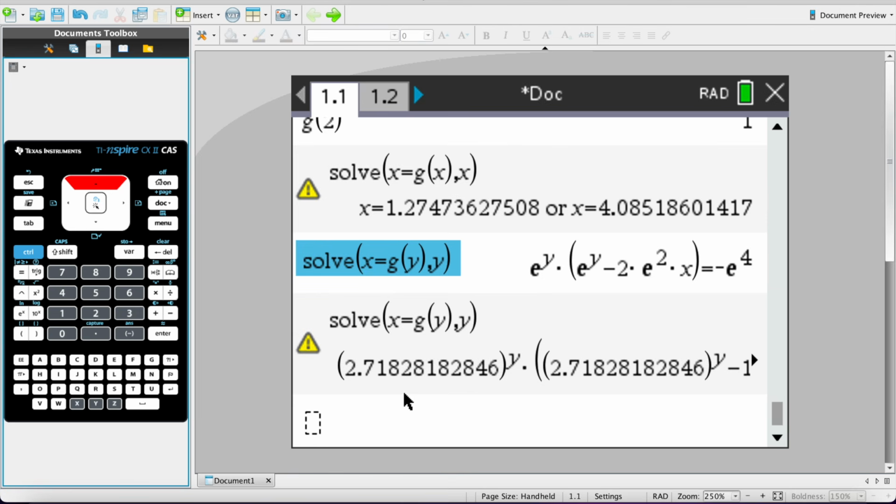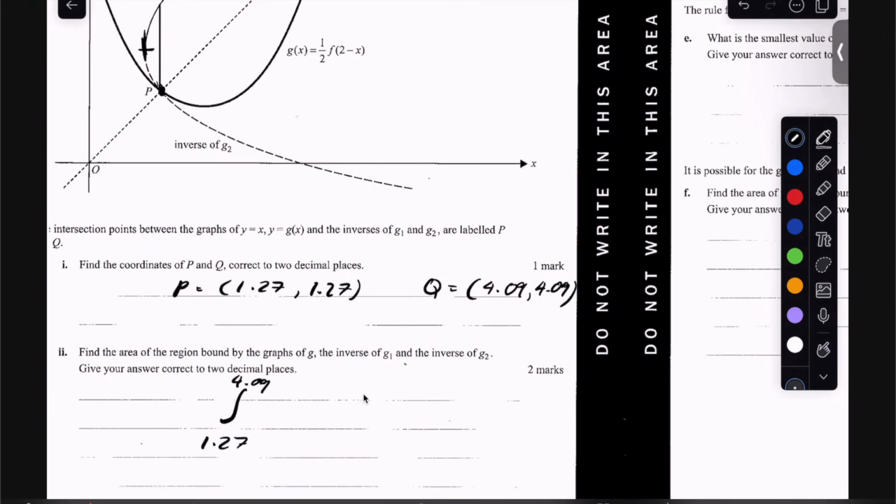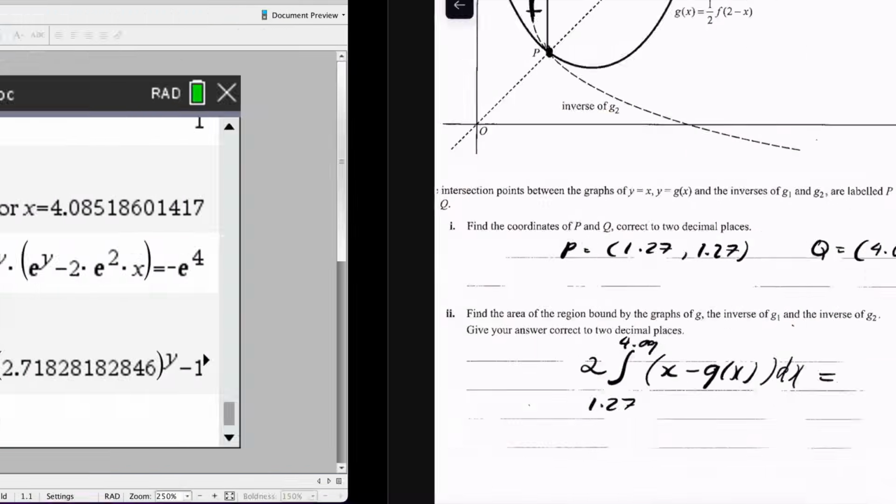So what you can do, maybe then it is double. Yeah, it is double. It has to be double because it's going to bisect. So what we can just do is the integral from this point here, as we said, 1.27, all the way up to the next intersection point, 4.09, of the top, which is x minus g of x dx, and then multiply that by 2. And that should work out.